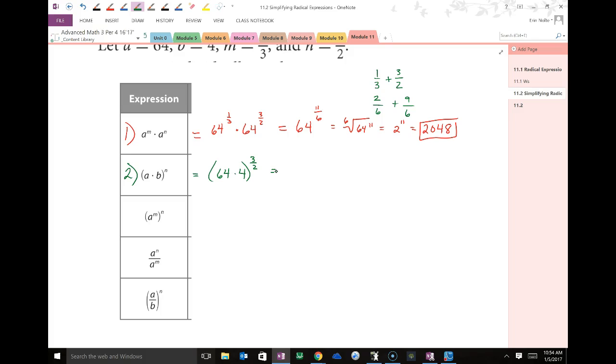Exactly. I can start by multiplying 64 times 4, because everybody knows what that is. Maybe not. Or you can distribute the 3 halves. Maybe we should do the ones we can do without a calculator. Let's try it. So let's do 64 to the 3 halves times 4 to the 3 halves. Let's see if we can do this without a calculator. For 64 to the 3 halves, we have the square root of 64, which is 8. So we have 8 to the 3rd, which we'll do here in a second. And then we have 4 to the 3 halves, so that's the square root of 4, 2, so we have 2 cubed. So anybody know what 8 cubed is?